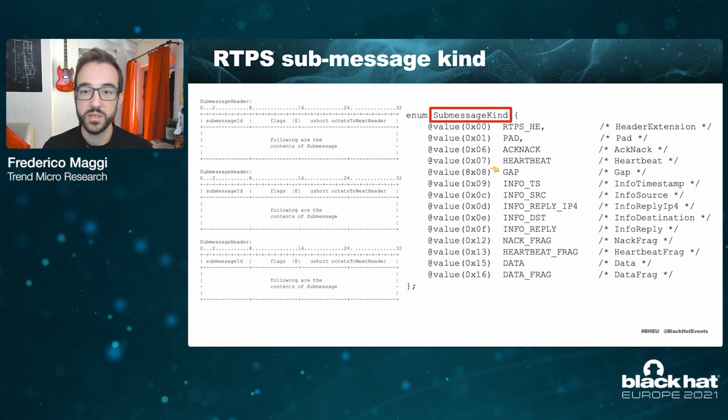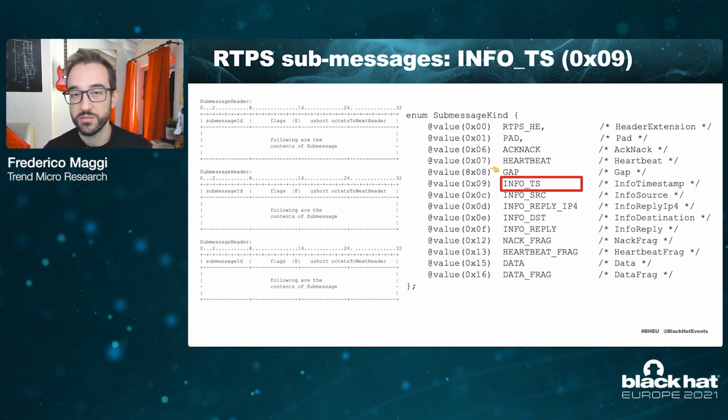The submessage ID can take any of these enumeration values. This is taken straight from the specifications, error included, but we decided to leave it there and not report it as a vulnerability because fortunately no compilers will accept this value, probably not even a syntax highlighter. Essentially we have a variety of messages. For example, you can have a message that informs the other participant about the time. It's a timestamp message, an informational message.